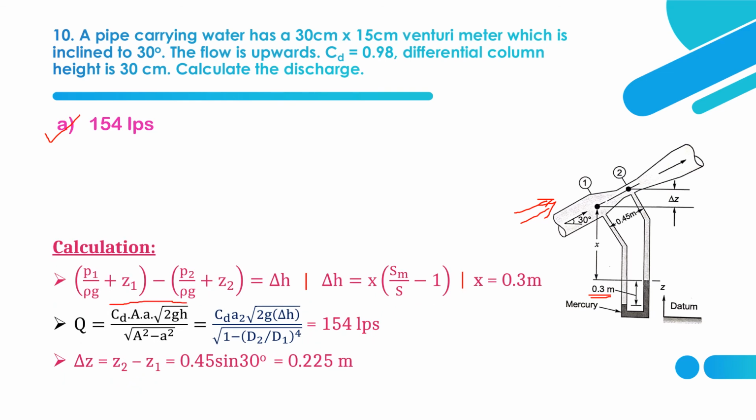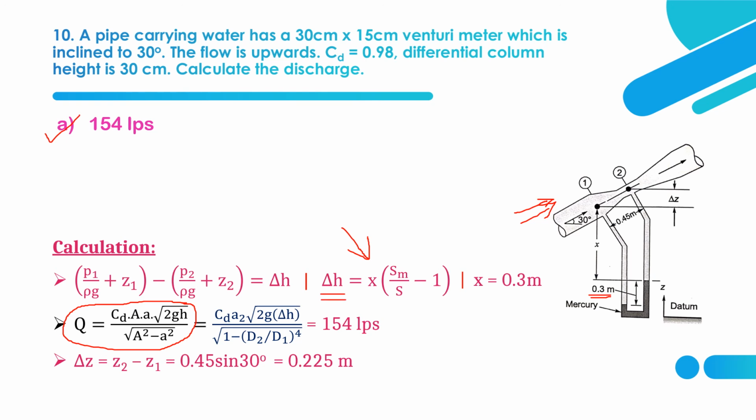So this is the basic formula to find the Venturimeter discharge. Cd is given, A, small a, all are known, H is also known. How is H known? By using this formula, del H is equal to x into (Sm by S minus 1). This formula we have already seen 2 times in previous questions. Del H is equal to x, here x is 0.3 meter, into Sm. Here the manometric fluid is mercury, so 13.6, divided by S. Here the flowing fluid is water, so S is 1. So (13.6 divided by 1 minus 1) into 0.3. That gives the answer as del H.